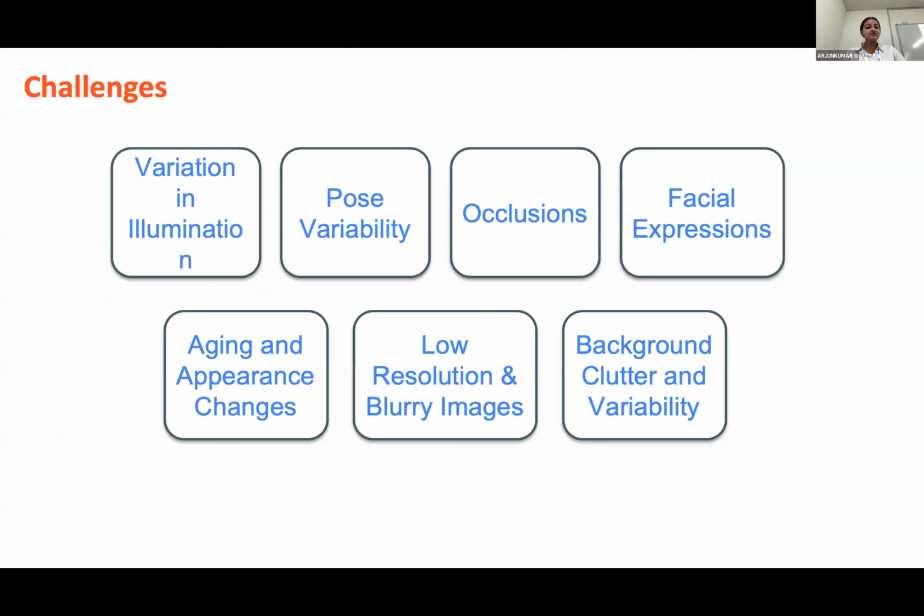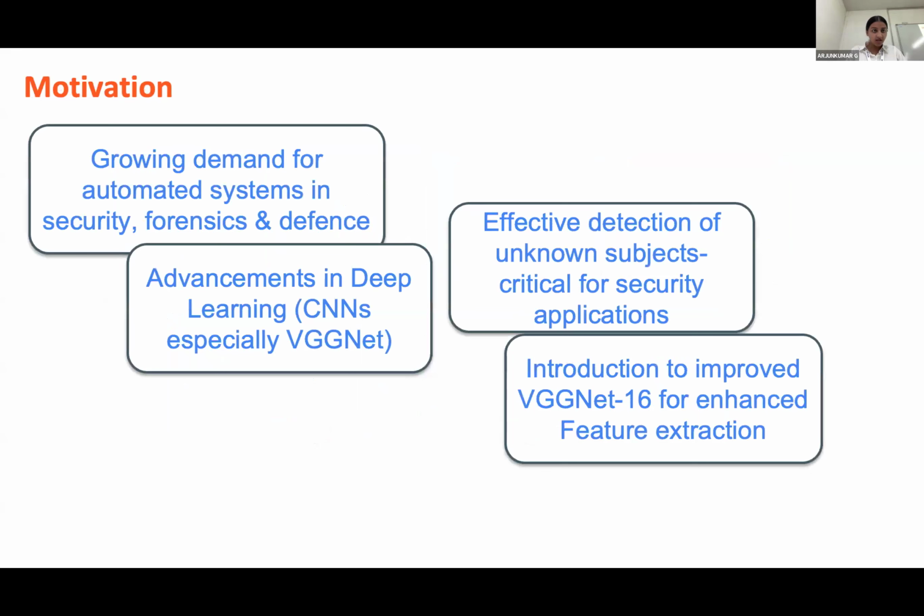So the challenges we usually face in this domain are variation in illumination, pose variability, occlusions, facial expressions, low resolution and blurry images, background clutter, and variability. This paper tries to address some of these issues. The motivation behind this paper is the growing demand for automated systems in security, forensics, and defense, and advancements in deep learning, CNNs, VGGNet, and effective detection of unknown subjects, which is critical for security applications.